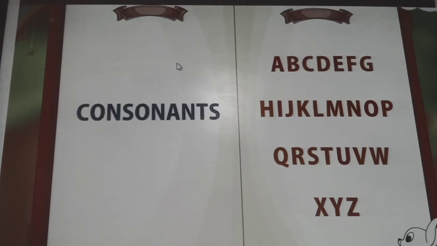Rainbow, you already know how to identify vowels and consonants. Remember, out of the 26 letters of the alphabet, A, E, I, O, and U are vowels. And the remaining 21 letters are consonants.